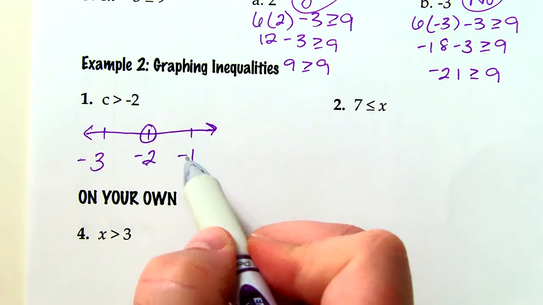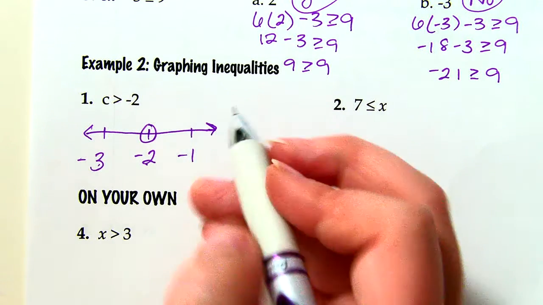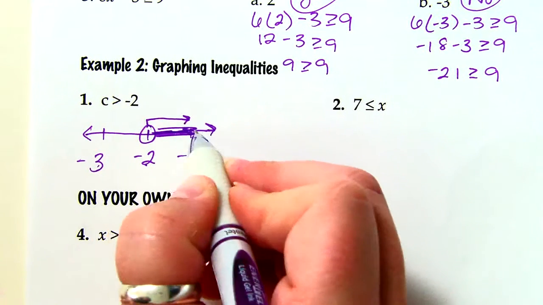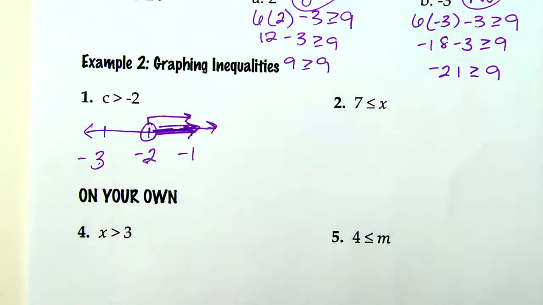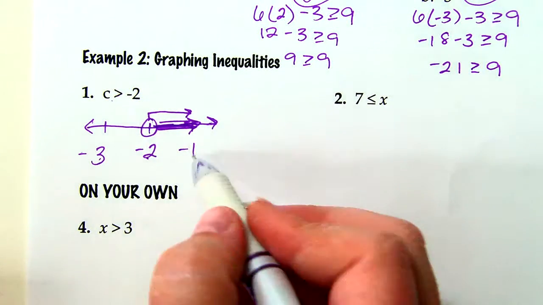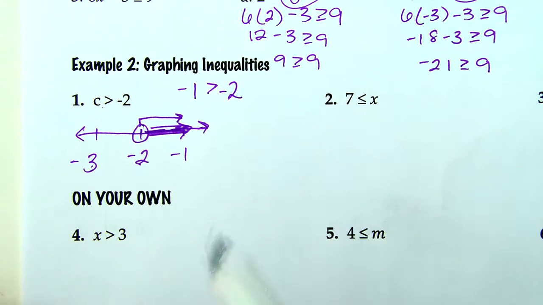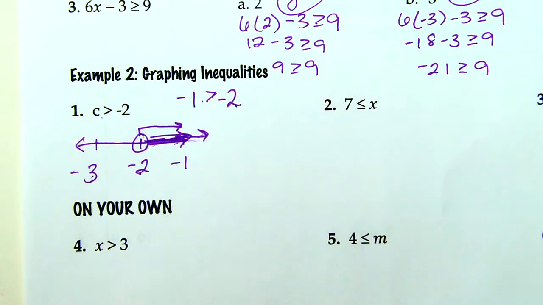So is -1 greater or is -3? -1 is, so you're going to point the arrow that direction. You can color in the number line however you want to show which side is the solution of this problem. So if you wanted to check it, -1, if we plug that in here, that should be a true statement. -1 is greater than -2, so that is the solution.